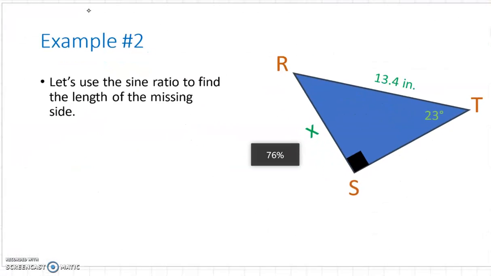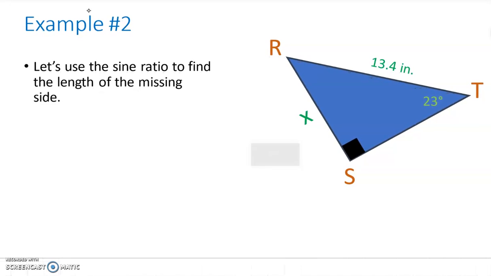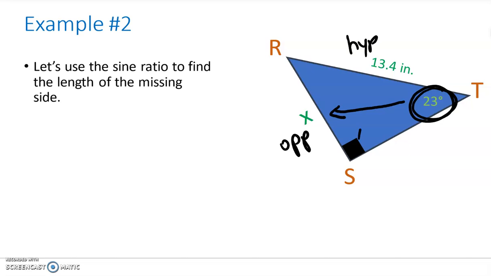Last example for our notes. Again, you must copy this down, and this must be in your notes. So we're going to again use the sine ratio. Why are we using the sine ratio? Well, we're given this acute angle measure, which is 23 degrees. The side which we are solving for is the opposite side to 23 degrees. And the side that's given to us is the hypotenuse, because it is across from the right angle.